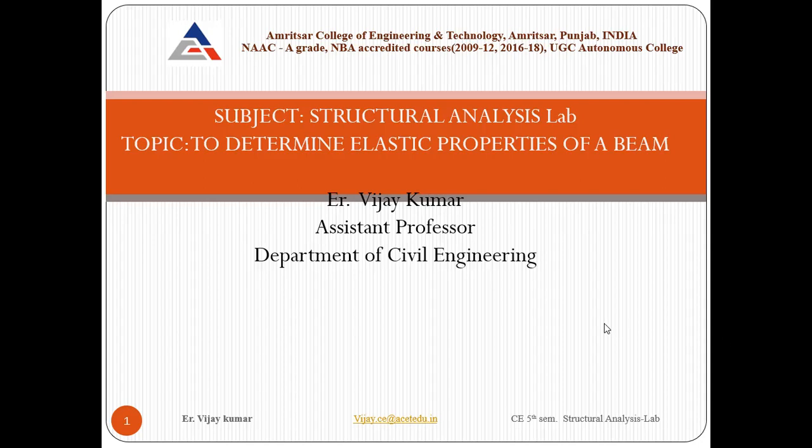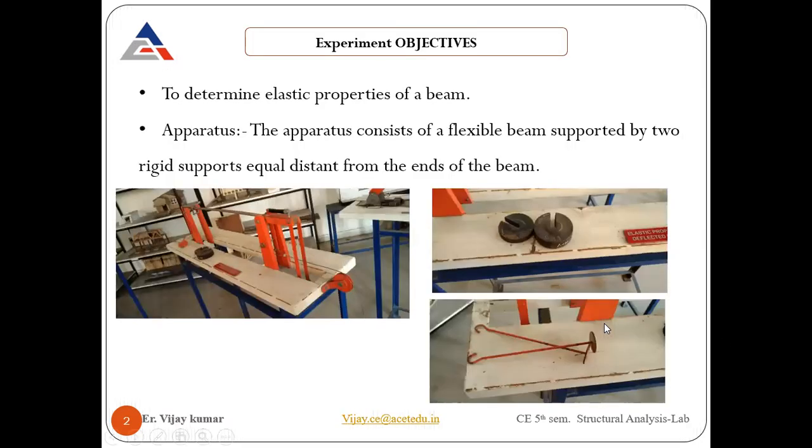First we are going to see the aim of the experiment, or you can say the objective. It's a very simple thing: to determine the elastic properties of the beam. After performing this experiment, you are able to know the elastic property of the material. Elastic property is the property which provides elasticity in the material.